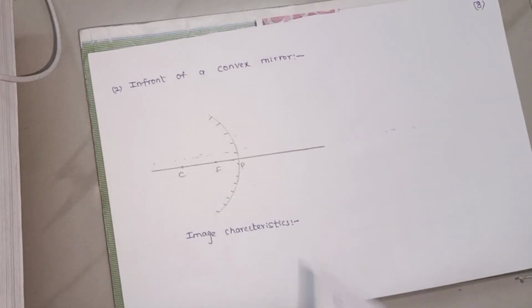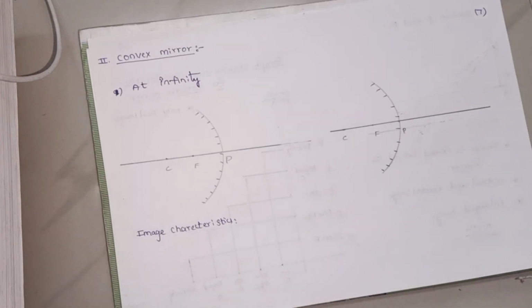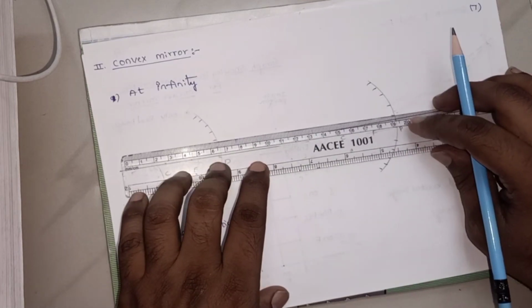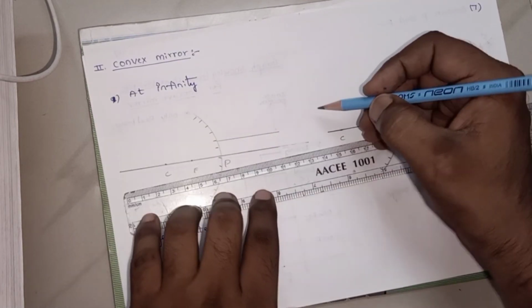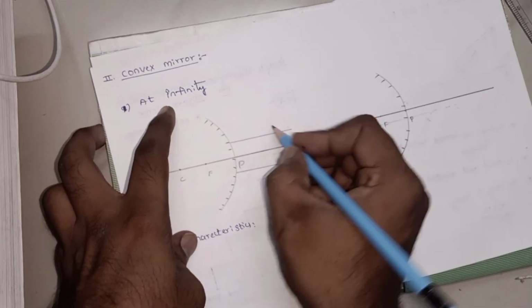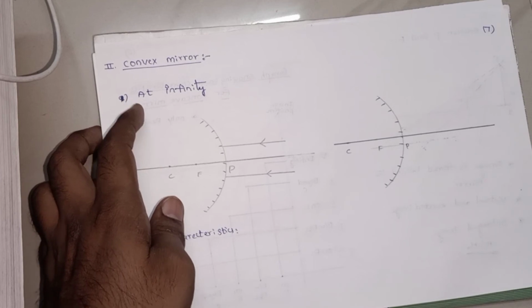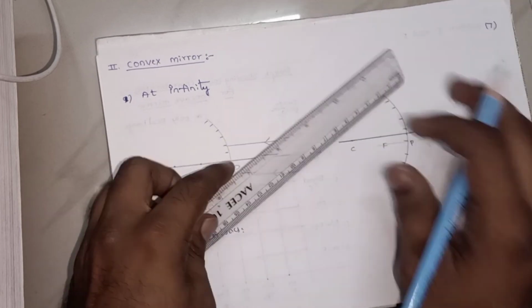Next, convex mirror. So the first thing is the object is placed at infinity. When the object is placed at infinity, all the rays will be parallel to each other. Here my assumption is the 2 rays, whichever the rays I had taken, they will be parallel to the principal axis.